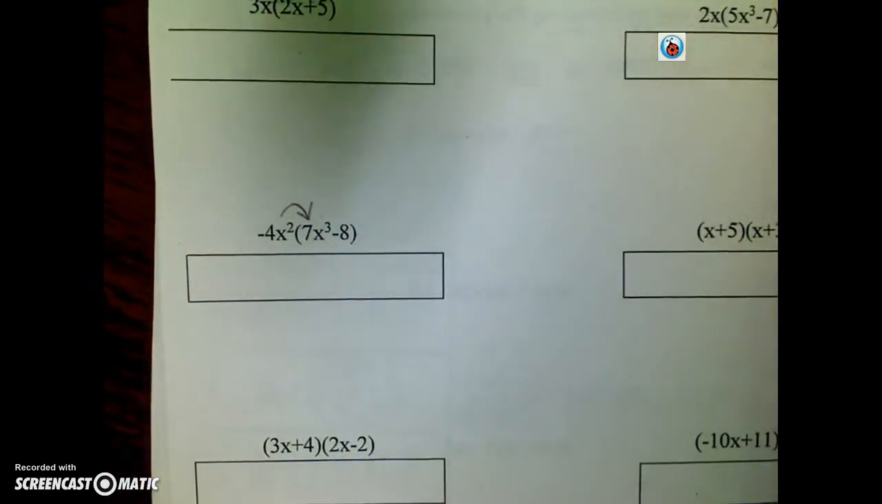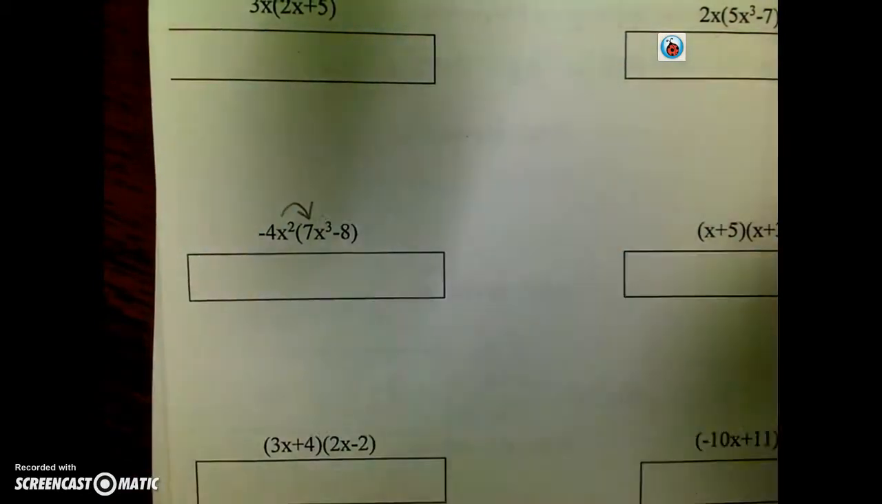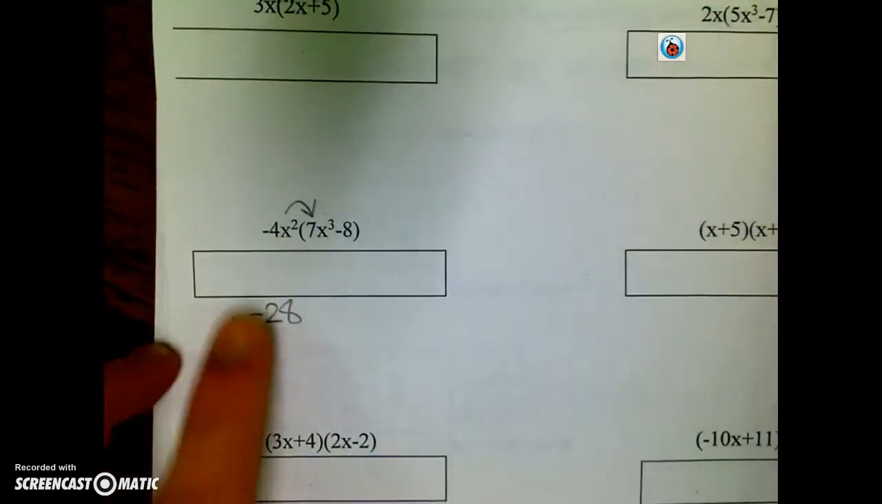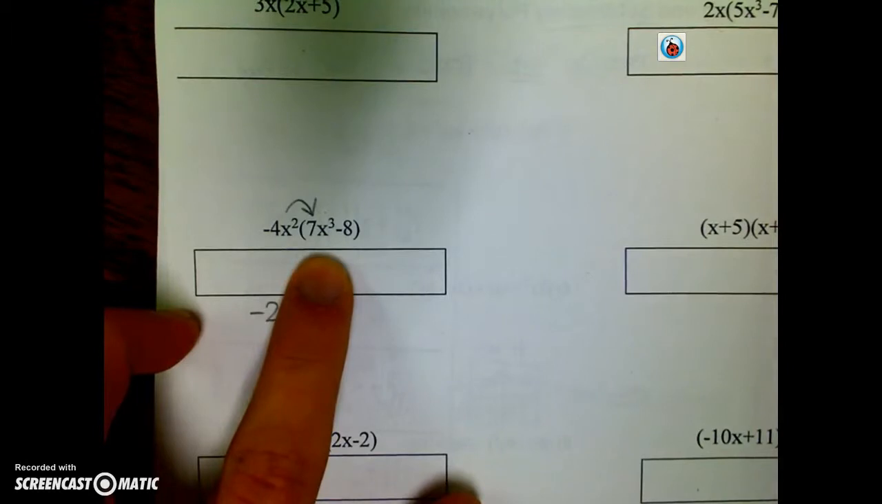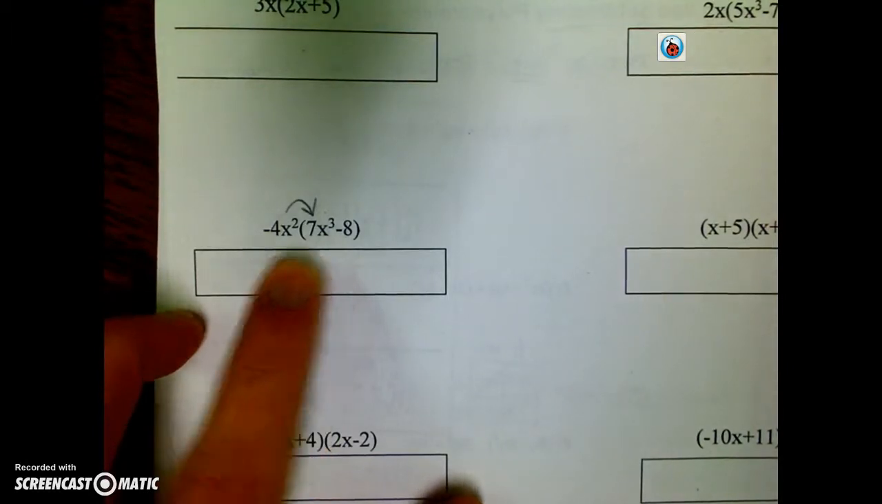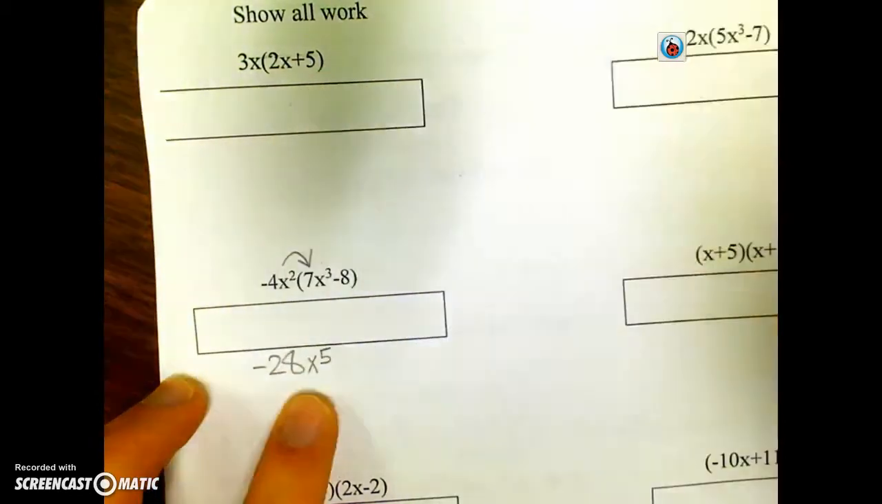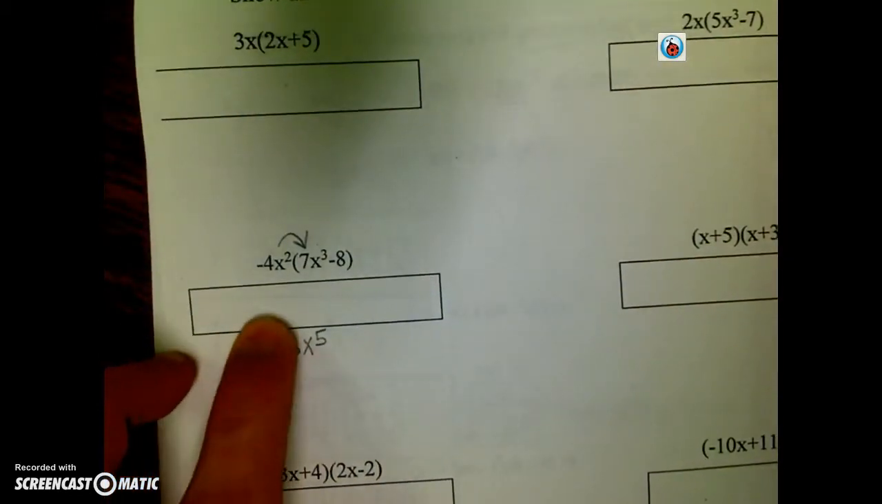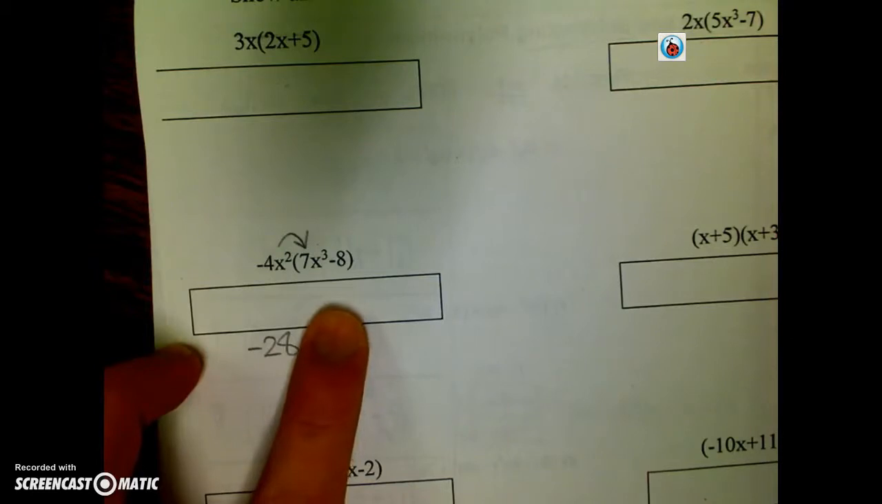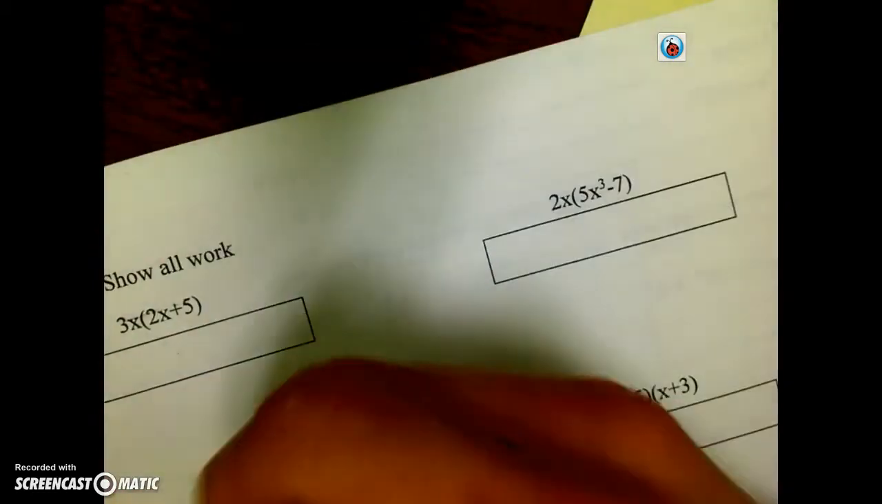Alright, now I know that regular numbers will multiply as always, so negative 4 times the 7 will give me a negative 28. Alright, and then I have x squared times an x to the 3rd power. I'm going to be adding those exponents, so it'll give me an x to the 5th power. Alright, now I have negative 4x squared. I'm going to multiply it here by the negative 8. So the negative 4 times the negative 8 gives me a positive 32.